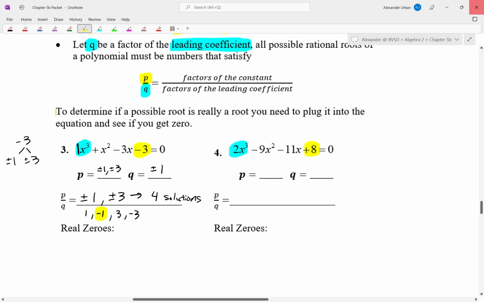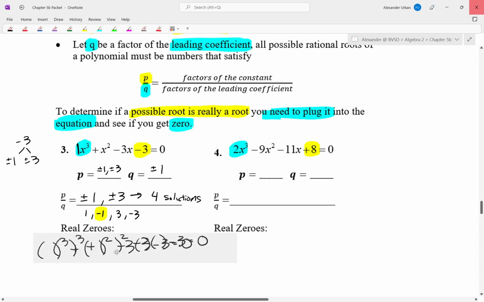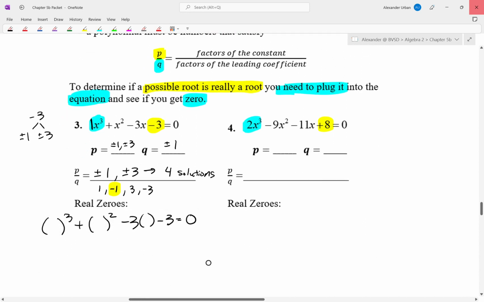And it says to determine if a possible root is really a root, you need to plug it in, or aka substitute it in. You need to plug it in into the equation and see if you get 0. That's why it said equal to 0. So I'm going to use this original equation, which is going to be 1x cubed plus x squared minus 3x minus 3, and I should set it equal to 0. So this is my whole premise here, is I'm just trying to set it equal to 0 and see if it works. Now I said I'm going to try -1, so I just substituted -1 into each one of these.